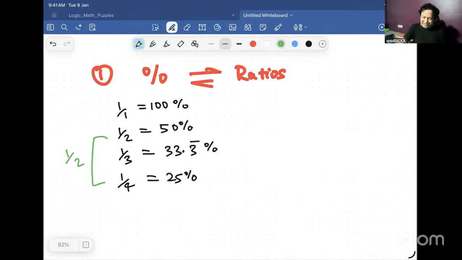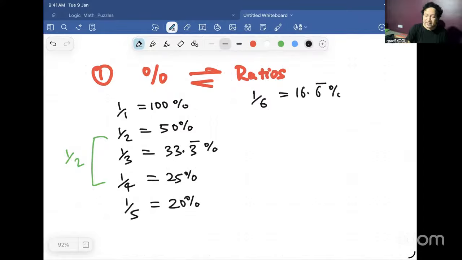That's great. So 1 by 4 is 25%, which is half of 1 by 2. Now, going further, 1 by 5 will be equal to 20%. All right. Now, coming to 1 by 6. As you see, 1 by 6 is basically half of 1 by 3. So this will be 16.66%. I'll put a bar over the 6 because it keeps on repeating. Now we have 1 by 7. This is equal to 14.2857%.